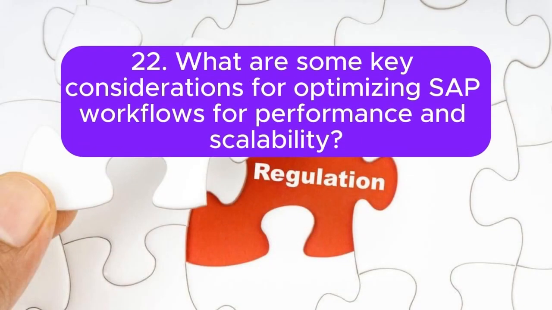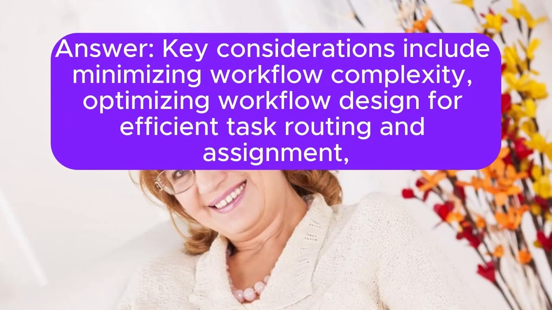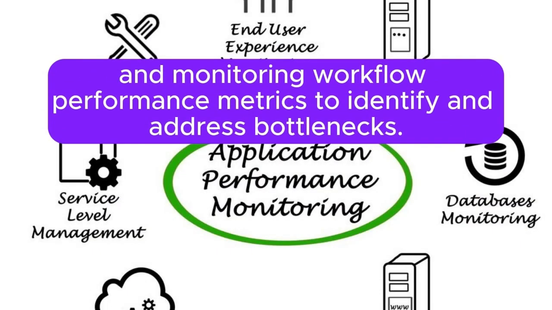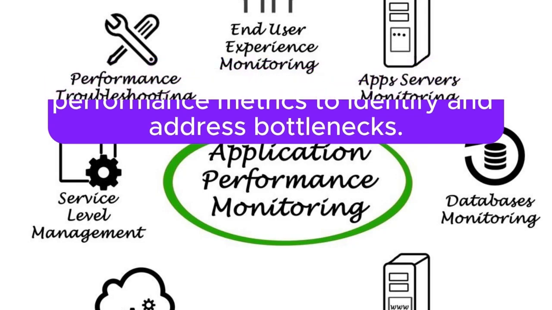22. What are some key considerations for optimizing SAP workflows for performance and scalability? Answer: Key considerations include minimizing workflow complexity, optimizing workflow design for efficient task routing and assignment, implementing caching mechanisms for frequently accessed data, and monitoring workflow performance metrics to identify and address bottlenecks.